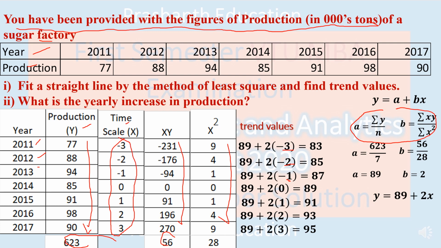Now what are they asking? What is the yearly increase in production? So it's very obvious they are looking at the yearly increase in production. We can easily tell it. If you look at the trend values, it will be around 2%. So this will be 85 minus 83 divided by 83, you will get 2%. 87 minus 85 divided by 85, you will get 2%, 2%, 2%, 2%. So what is the yearly increase in production? It will be 2% through the trend values.